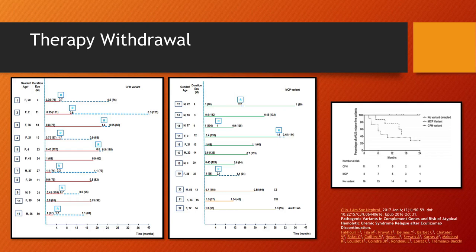And so if we look here, this is a survival curve. The top line, at 24 months, that's 2 years, the ones that did not have a variant, none of them had a relapse. But this shows you how many patients are remaining that did not have a relapse. By the time 2 years have gone by, less than 50% of the complement factor H and about 50% of the MCP remain relapse-free. So that's pretty much like flipping a coin.